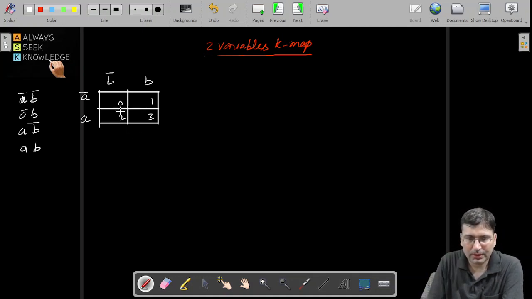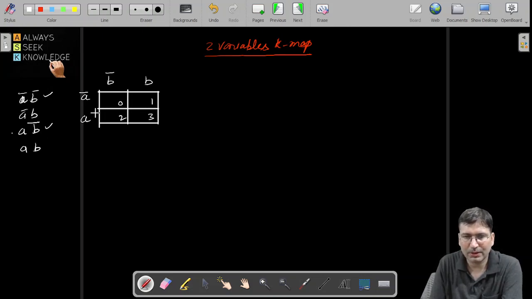Okay, so 0 and 2, you compare, this is 0 and this is 2, they differ by this bit only, 1 bit difference, right? Only A bar is converting into A, so there is only 1 bit difference. B bar is here and B bar is here, so these are adjacent.